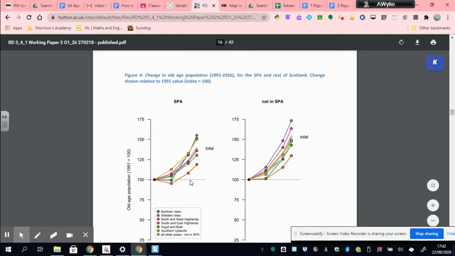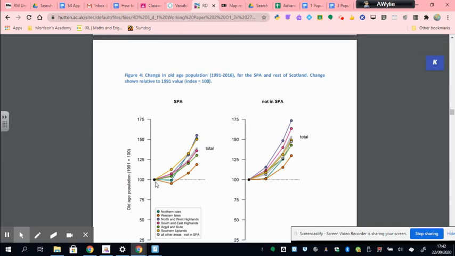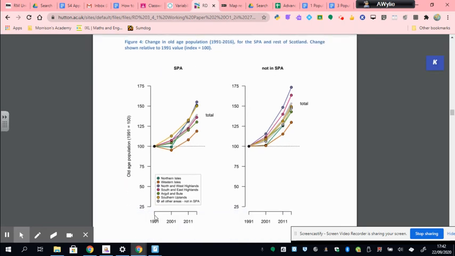And what we can see is that rural areas have increased in terms of people over the age of 65, which is the cutoff for an aging population. So the SPA, in some cases, have gone up by about 20% from 1991. So we just go to the bottom. There's 91, up to about 120.